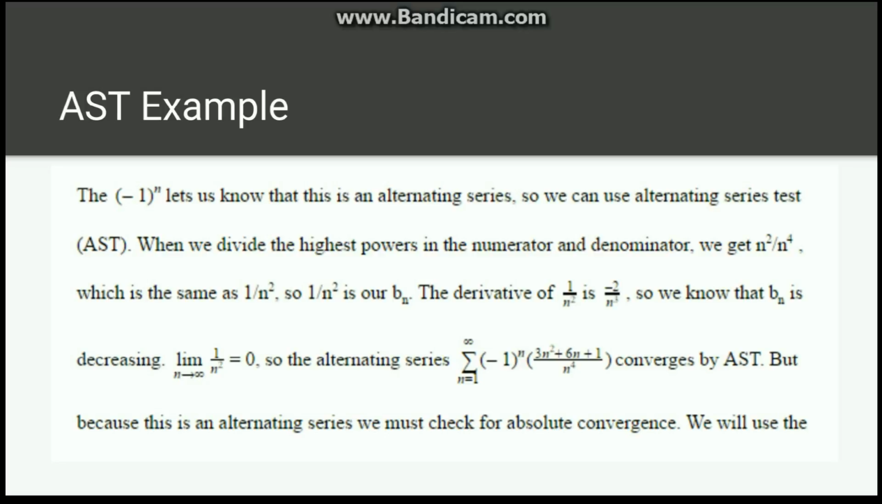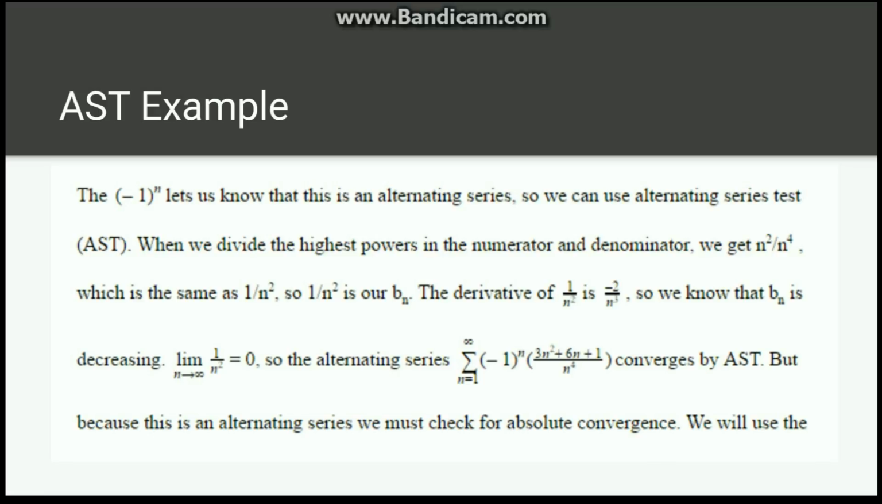And the derivative of 1 over n squared is negative 2 over n cubed, so now we know that b sub n is decreasing. And then we take the limit as n goes to infinity, and we get that it's equal to 0, so that means the series converges by AST.